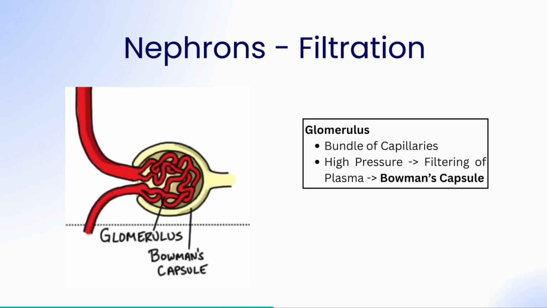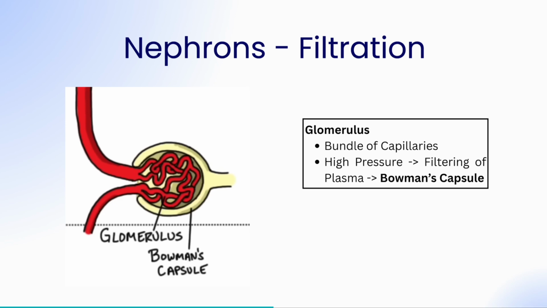There are almost three sections of filtration. That's what the nephrons do: they help filter our blood. The first part is the filtration. We just want to take out the waste products from our regular blood, right? That's what happens in the glomerulus.